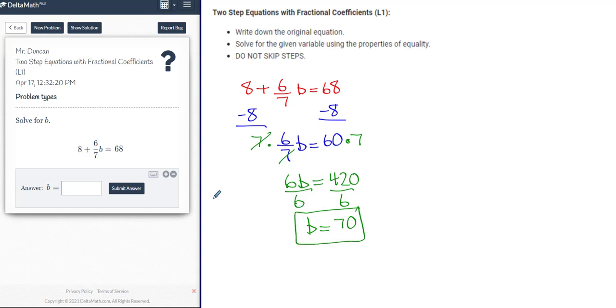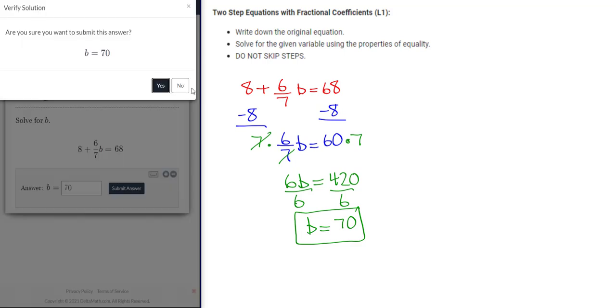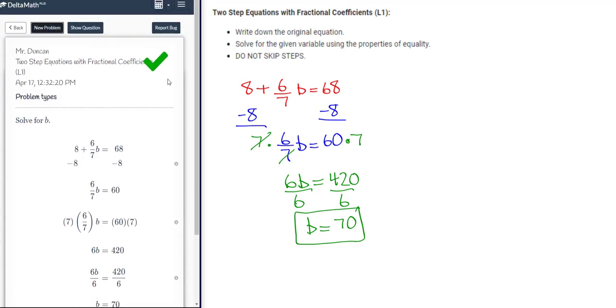Box your final answers and let's see what we got here. So b is equal to 70. Yeah, we got it. Green check mark is good. Red X is not bad. Again, mistakes are part of the learning process. So if you got it wrong, don't worry. Go ahead and just make sure you find your mistakes. That's what I'm going to suggest.